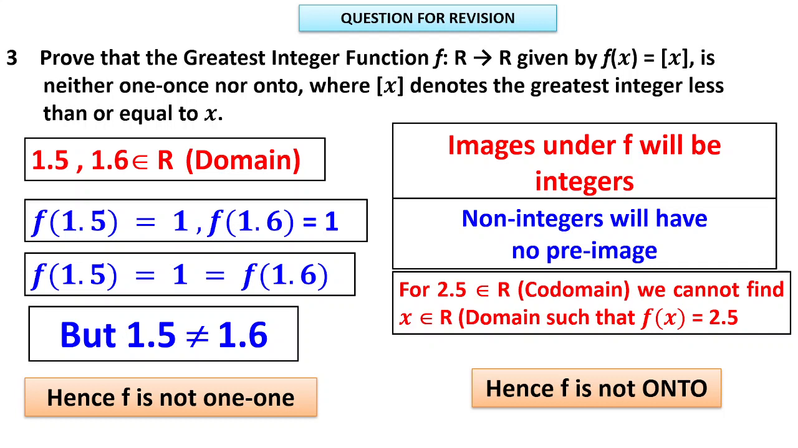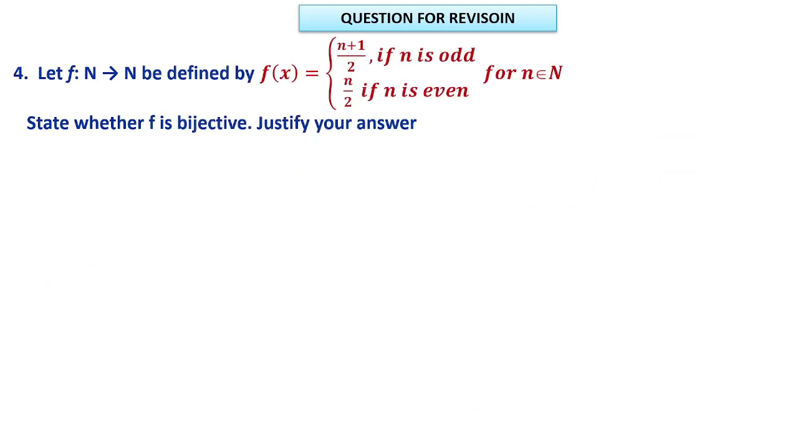From real number to real number, the greatest integer function is neither one-one nor onto. Good. Let us go to question number 4. This is a question where the function goes from natural numbers to natural numbers: (n plus 1) by 2 if n is odd, n by 2 if n is even. We have to check whether this function is one-one and onto.